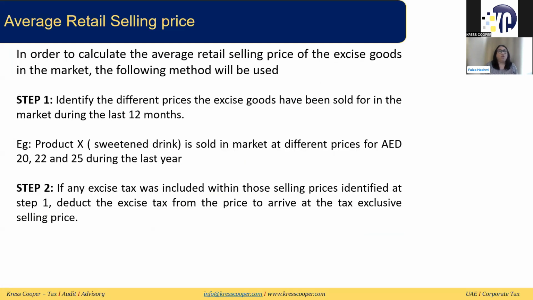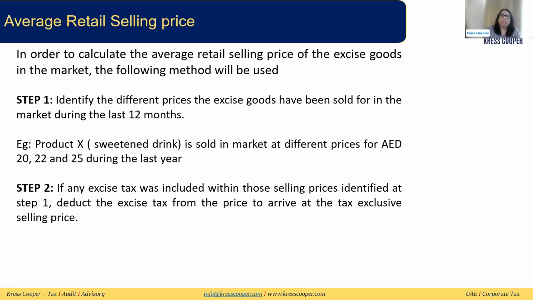In order to calculate this average retail price, the average retail price and the recommended selling price can be compared to see which is higher. There are different steps given under the law. The first step is that we need to identify the different prices the excise goods have been sold for in the market during the last 12 months.